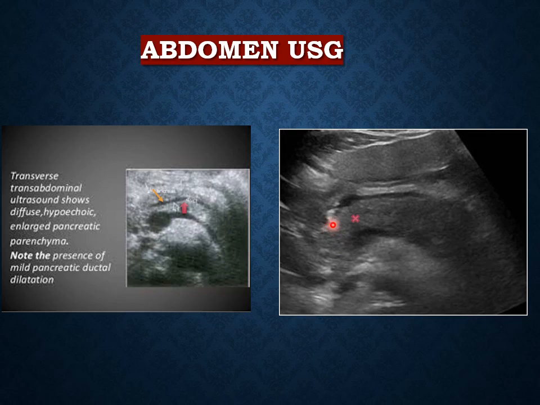Here is another ultrasound. This is the enlarged pancreas. Okay, and this is a collection of fluid around the pancreas, peripancreatic fluid, which is a sign of acute inflammation of the pancreas.